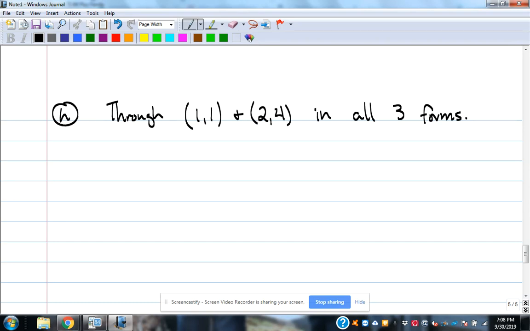If I'm going to write this in all three forms, which form do I start with? Point slope form. That's right, because I don't have a y-intercept. The ordered pairs aren't y-intercepts, so I can't go straight to that. So what's the first thing I've got to find, though? Slope. Okay. 4 minus 1 over 2 minus 1, 3 over 1, that's 3. So the slope is 3. I've got the slope. Now I need to do point slope form, number 1.